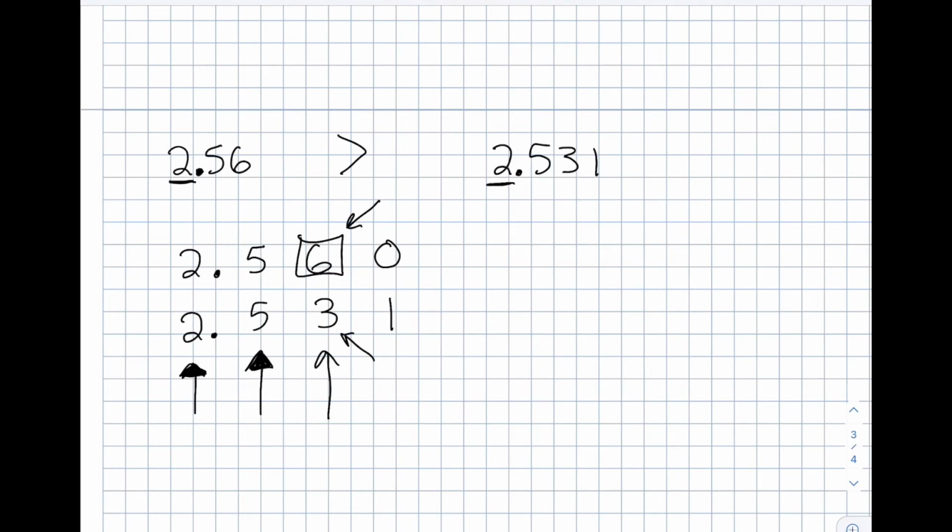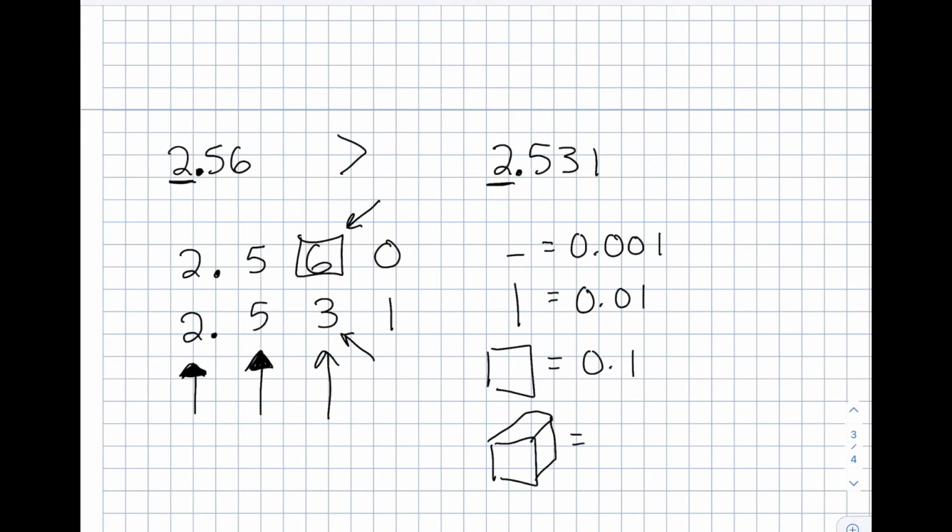As we're building our base 10 model, we choose our key such that the smallest manipulative, the little unit, is equal to the smallest place value. So our smallest place value is going to be the thousandths. The rod will be the hundredths, the flat will be the tenths, and the 3D cube will be the ones place. Let's go build this.